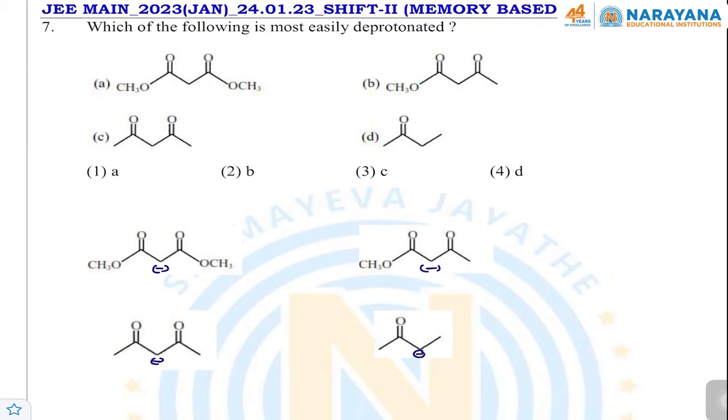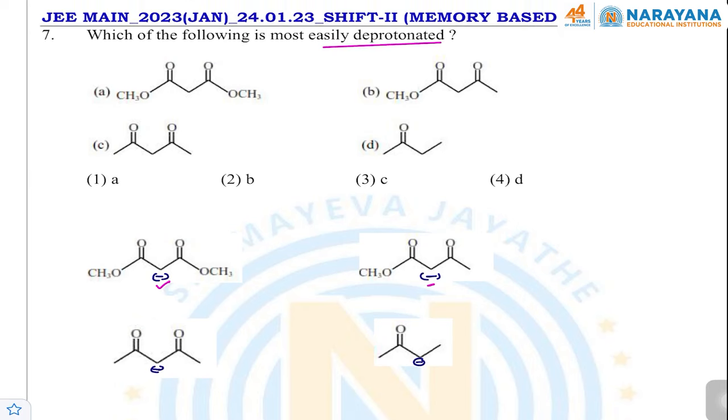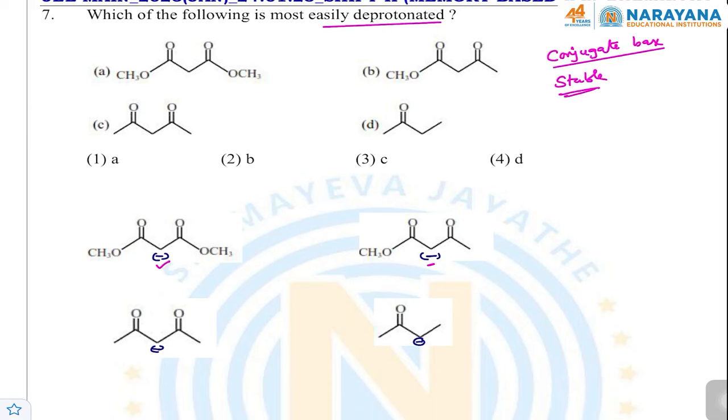The next question is asked based on acidic strength: which is most easily deprotonated. When you remove the acidic proton, you will get a carbanion. Here we can write the different carbanions. Now we know that the more stable the conjugate base, the greater the strength of the acid. Here in all the cases resonance is there. The conjugate base is stabilized by resonance in all the cases.